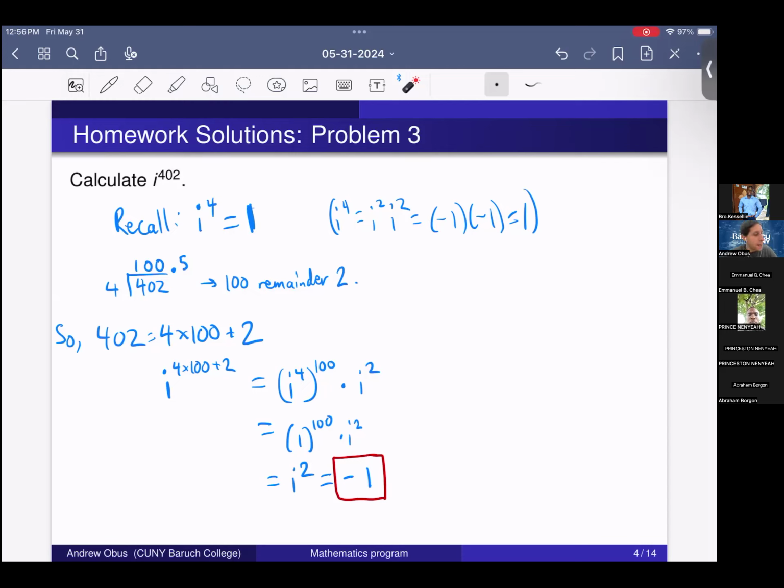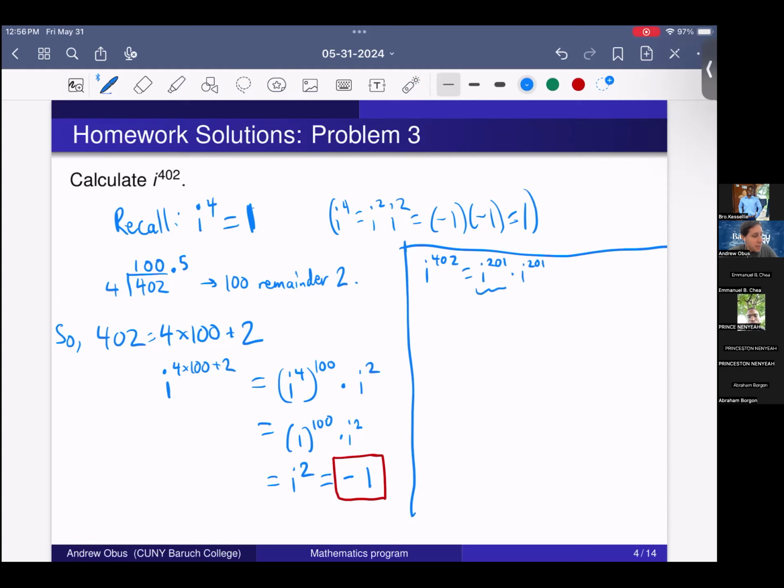And then Emmanuel, I'll show your method also. If you want to use the fact that it's even, you could say that i to the 402 is equal to i to the 201 times i to the 201. That's okay, but then you just need to do the same thing. What's i to the 201? This is equal to i to the 200 plus 1, which is i to the 4 to the 50 times i to the 1. And that's just equal to i to the 1, which is just i.